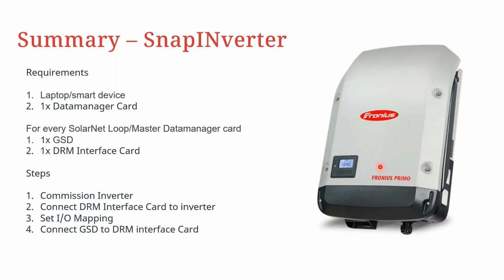So just to summarize, the requirements: we need a laptop and a smart device. We need a data manager card, which should already be inside the inverter, unless you've got a light inverter, in which case you may need to purchase a data manager card. And for every SolarNet loop or master data manager card, you just need one GSD and one DRM interface card. And the steps are just commissioning the inverter first, then connect the DRM interface card to the inverter, set the IO mapping, and then connect the GSD to the DRM interface card.